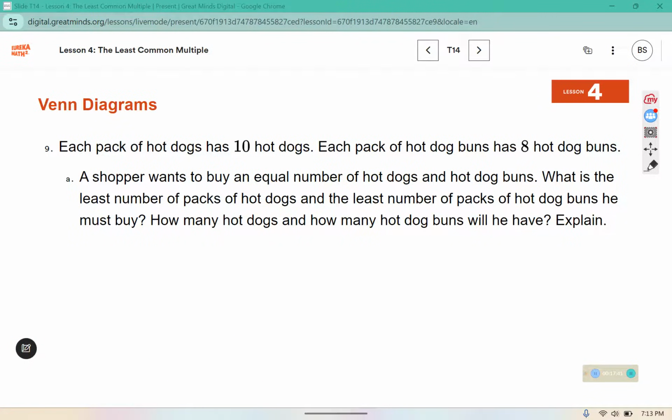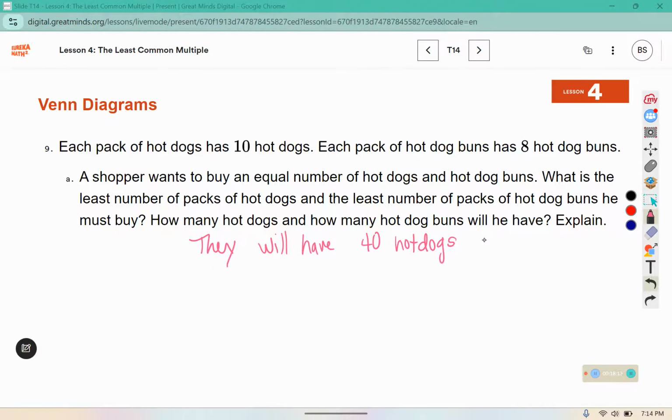Each pack of hot dogs has 10 hot dogs, and each pack of hot dog buns has 8 hot dog buns. A shopper wants to buy an equal number of hot dogs and hot dog buns. What is the least number of packs of hot dogs and the least number of packs of hot dog buns he must buy? How many hot dogs and how many buns will he have? And explain. We already solved this problem earlier in the lesson. We know that they need 40 of each, so they will have 40 hot dogs. And 40 buns. That answers this question.